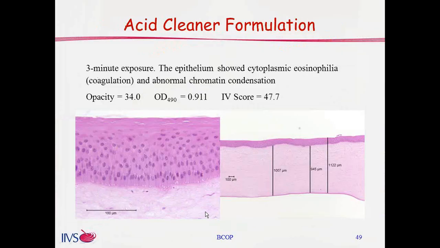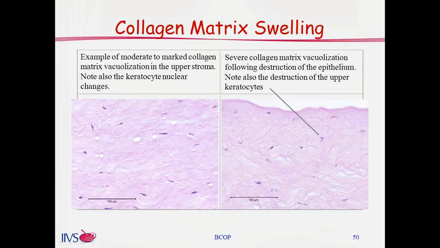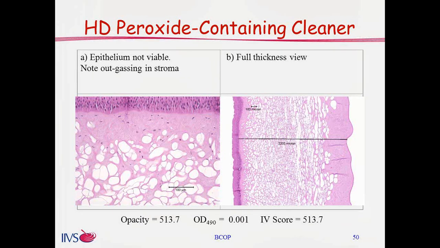In this next picture, we have an acid-containing formulation exposed for a relatively short time, but this cornea has been coagulated by protein precipitation, and so we see a quite high opacity induction here with a notable increase in vitro score. Here's evidence of collagen matrix swelling, which typically results in moderate levels of opacity.